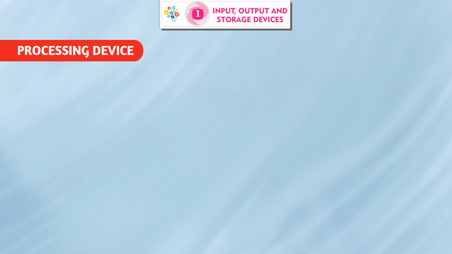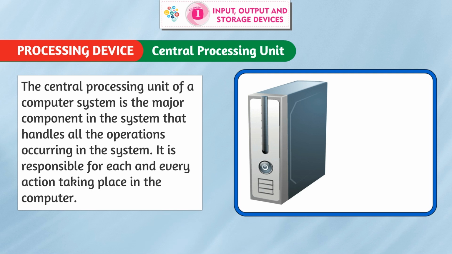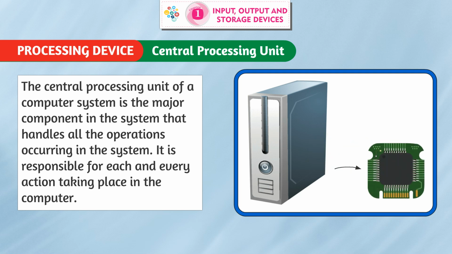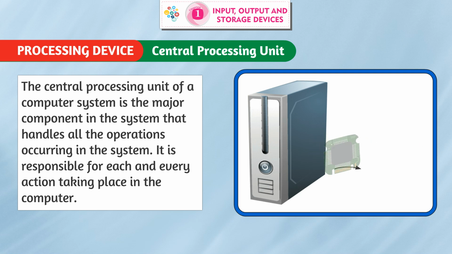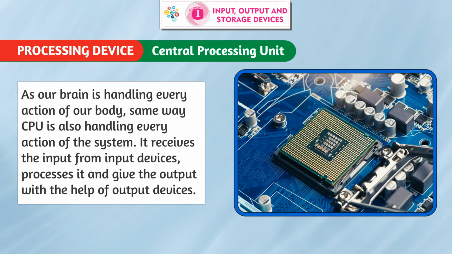Processing device. Central processing unit. The central processing unit of a computer system is the major component in the system that handles all the operations occurring in the system. It is responsible for each and every action taking place in the computer. As our brain is handling every action of our body, in the same way the CPU is also handling every action of the system. It receives the input from input devices, processes it, and gives the output with the help of output devices.